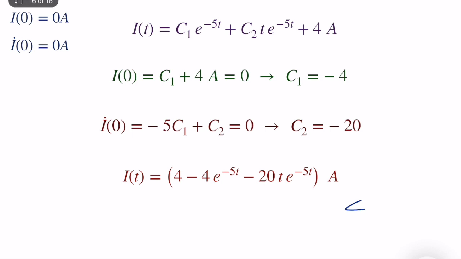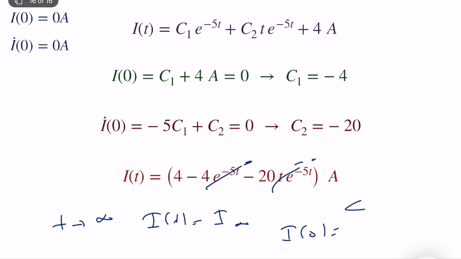In general, I recommend you at least check that as t goes to infinity, I of t should go to I infinity, which is exactly this: this goes to 0, this goes to 0, and it is going to 4. One of the easiest ways of checking your solution is to check I(0). Taking the derivative may take some time, like 1 or 2 minutes, but checking the limit as t goes to infinity, or checking I(0), is very easy. As you can see, I(0) is equal to, in this case, 0, because this is 0, this is 4, and 4 minus 4 is equal to 0, which is consistent with our initial conditions.